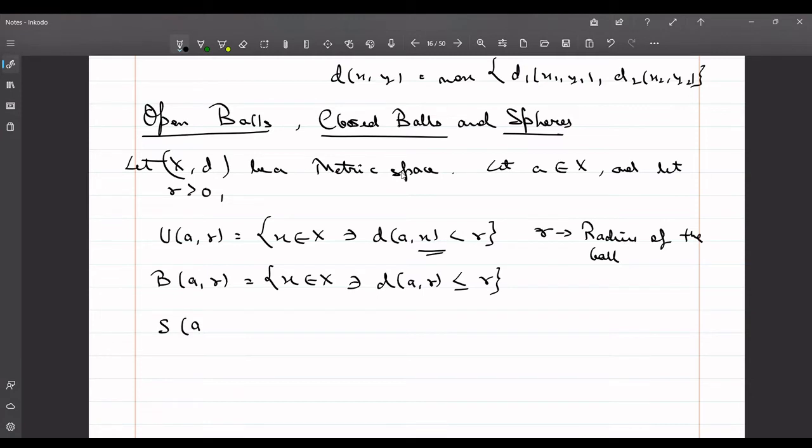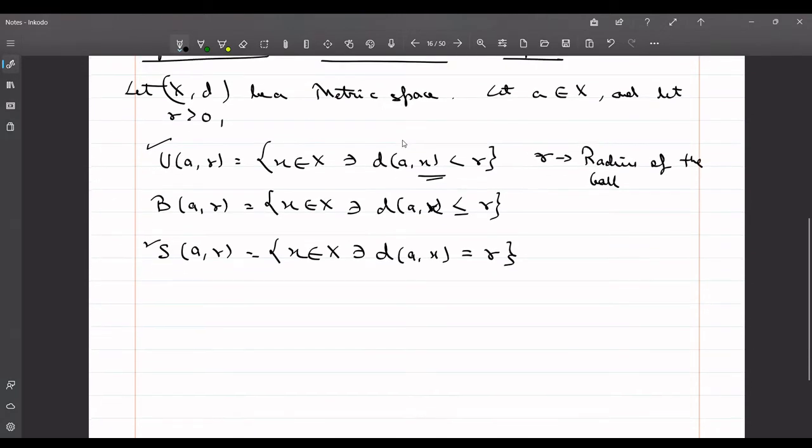Suppose you have a sphere. A sphere is defined as all elements X such that the distance of A and X is equal to R. So now it is pretty clear that this open ball along with this sphere gives you the closed ball.